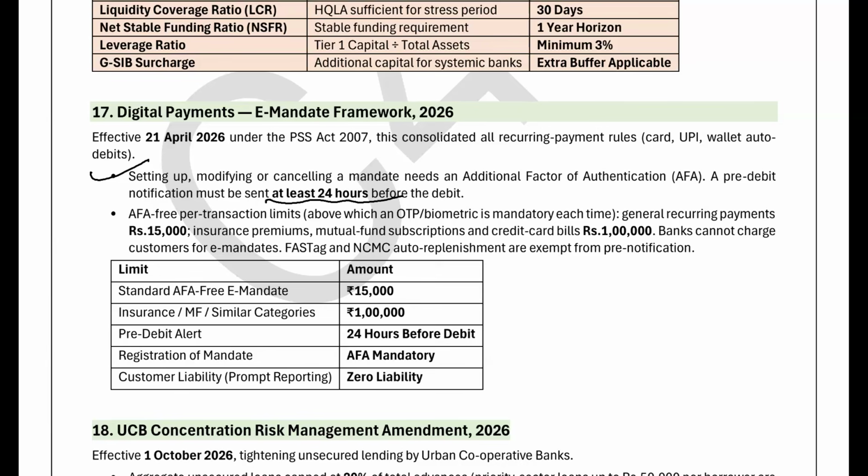But now, if you want to cancel an e-mandate, AFA has been introduced, meaning additional factor of authentication. If you want to cancel any e-mandate, you have to inform 24 hours prior. This is the only important thing. Is it clear? AFA-free per transaction limits, above which an OTP or biometric is mandatory each time. General recurring payments: rupees 15,000. Insurance payments, mutual fund subscriptions and credit card limits: rupees 1 lakh. The bank cannot charge the customer for an e-mandate. FASTag and NCMS auto replenishment are exempt from pre-notification. Please have a look.